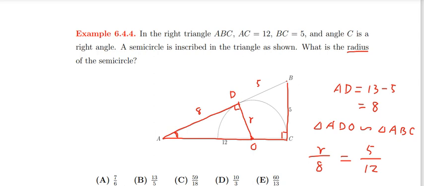So from here we can find this R, right? R equals 5 times 8 over 12. We can simplify here: 2, 4, 2, 3. Okay, so R equals 10 over 3.